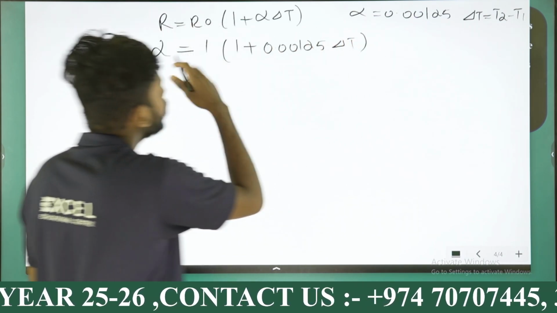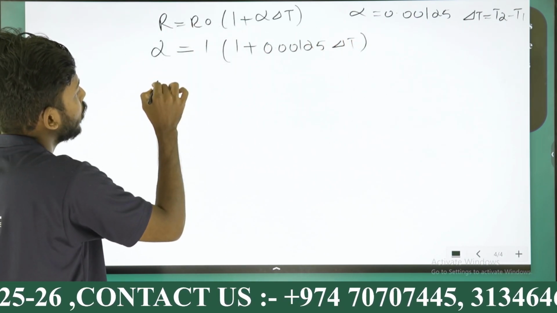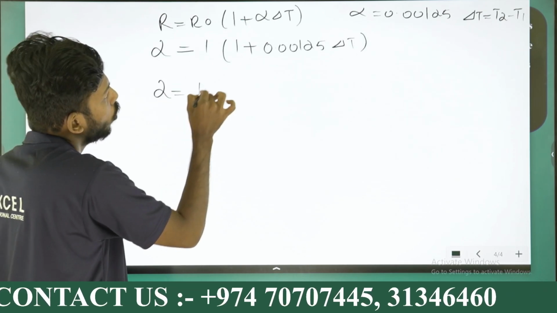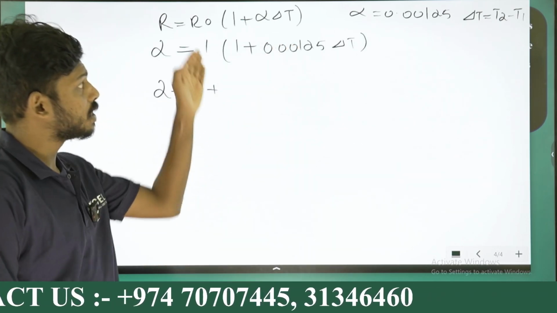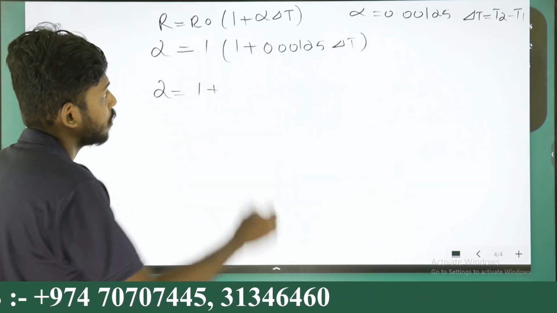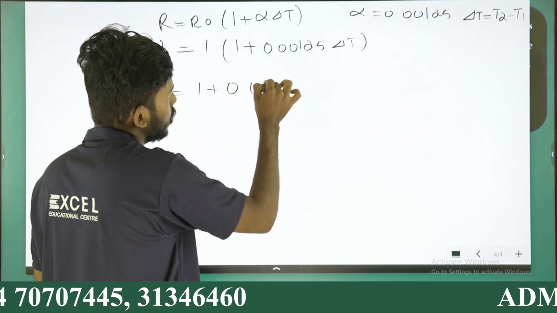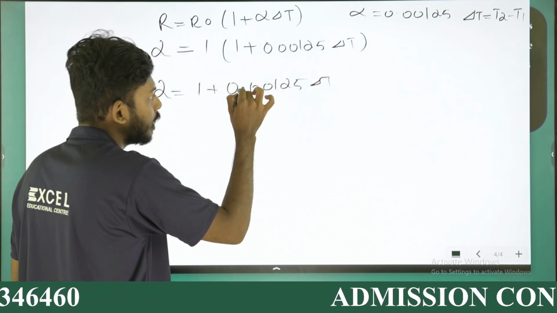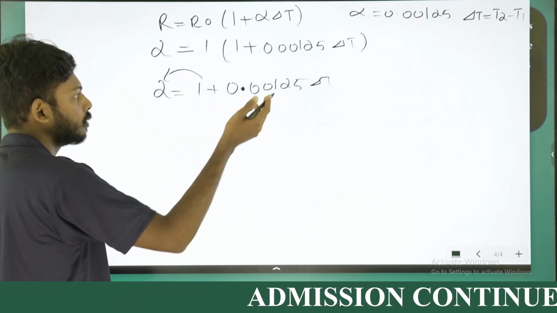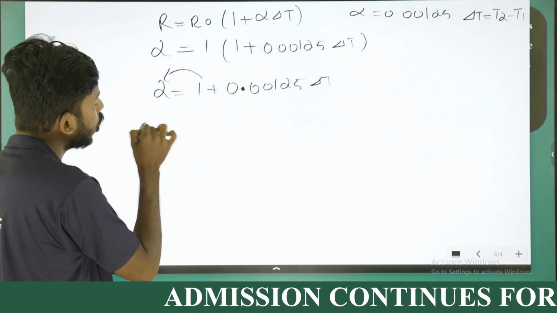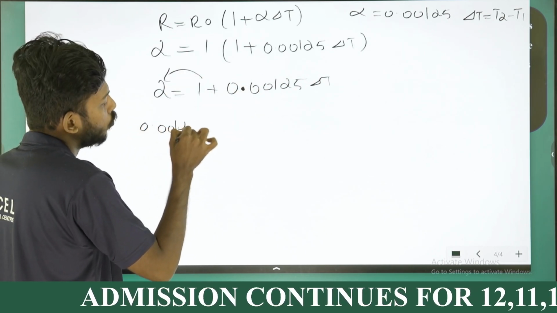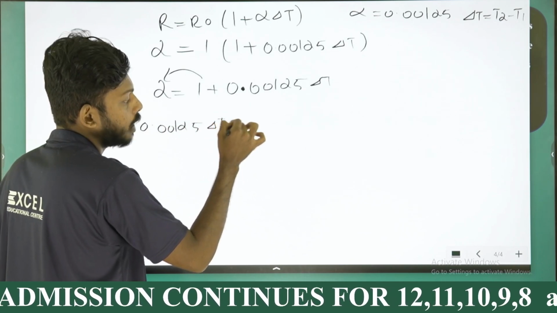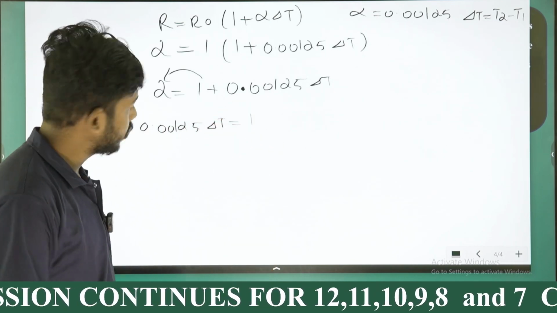Opening the bracket, you will get 2 is equal to 1 plus the value. Multiplying a digit with 1 will give you exactly the same reading. So 0.00125 into delta T. Taking the term 1 over here, then 0.00125 into delta T is equal to 1. Is that okay? Clear? Done.